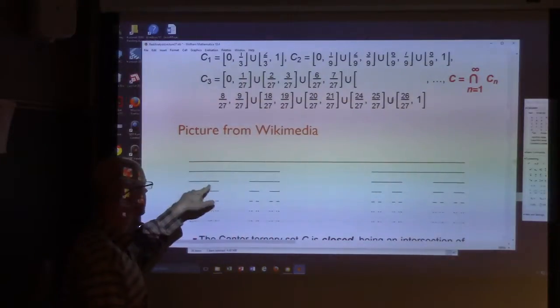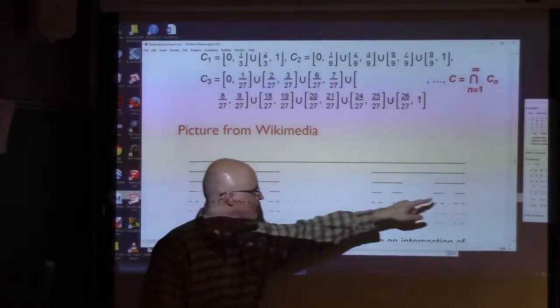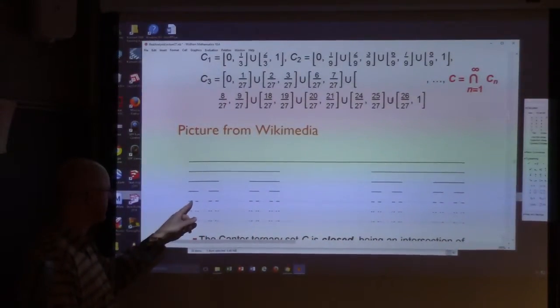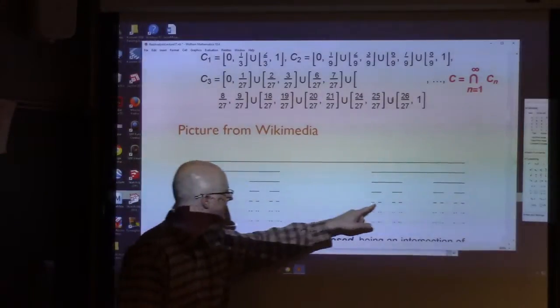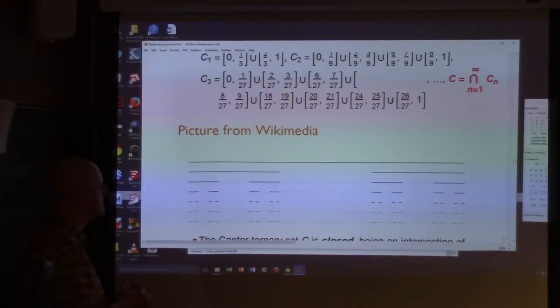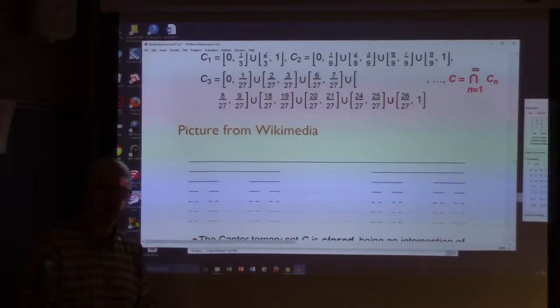Then you take out the middle third of each of those 4 pieces that are left, getting 4 new intervals that are taken out. Then you take out the middle third of each of those, getting 8 new intervals taken out. 1, 2, 3, 4, 5, 6, 7, 8, etc. The intersection of all the darker pieces, as you continue this process forever, is called the Cantor set, or the Cantor ternary set.